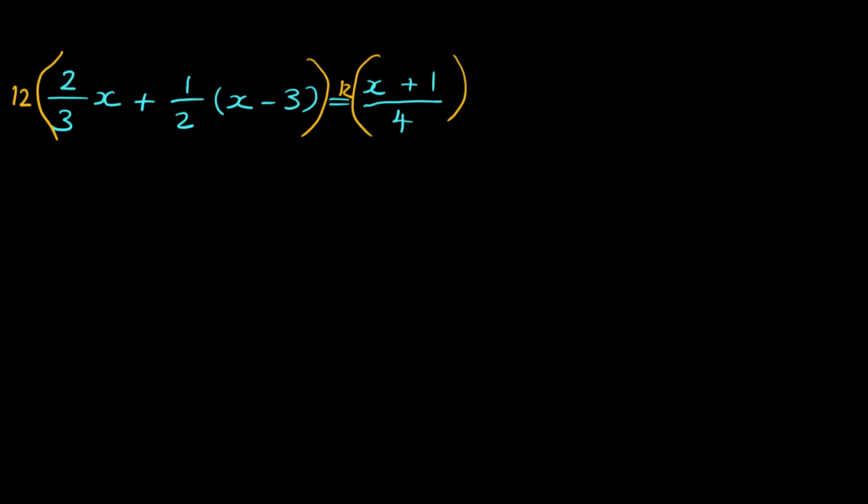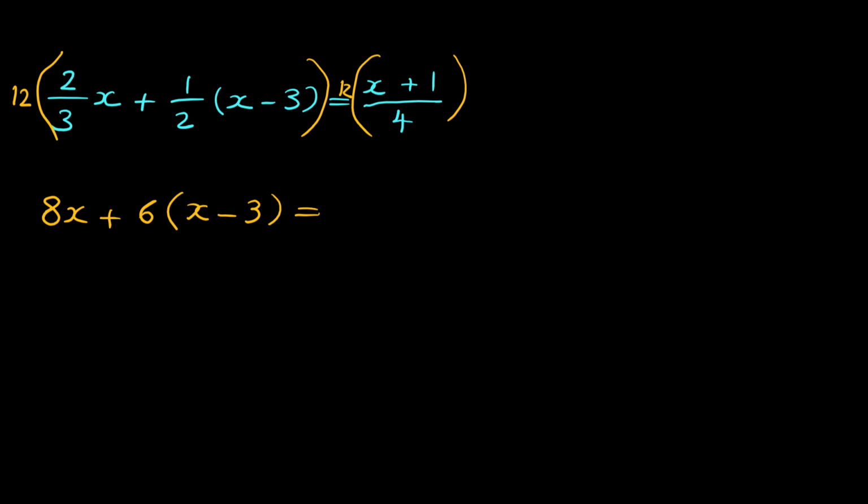So we have 8x plus, now 12 times 1/2. 12 divided by 2 is 6. 12 times 1/2 is basically 6. So we have plus 6 times (x minus 3).